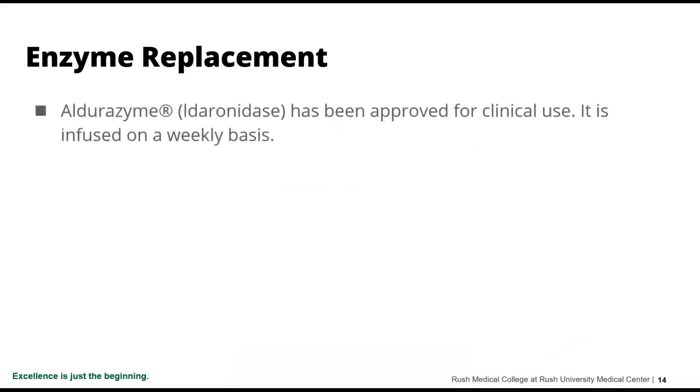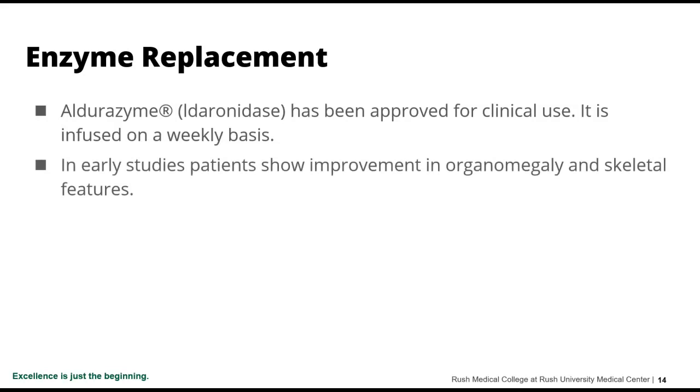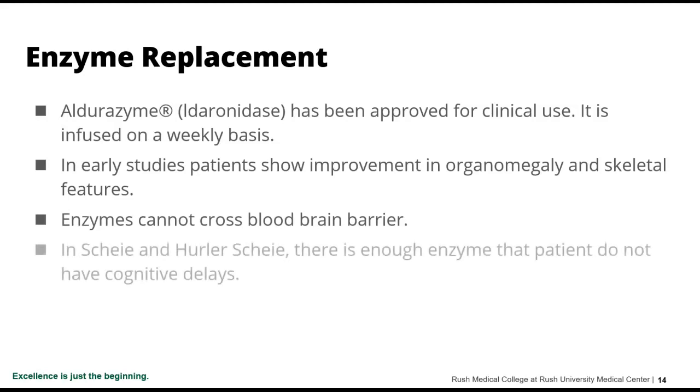Enzyme replacement, Aldurazyme, has been approved for clinical use, so if you can't make the enzyme, give it through an IV. Early studies have shown improvement in organomegaly and skeletal features. The problem is it doesn't cross the blood-brain barrier.